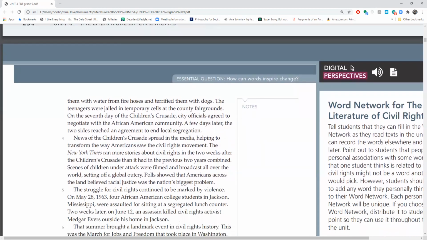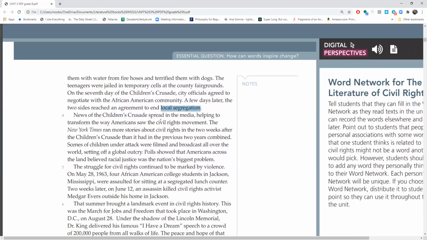And then finally, they negotiated at the end of one week of these kinds of protests. At the end of 7 days, the city finally agreed to negotiate some agreement to end the segregation in this area.